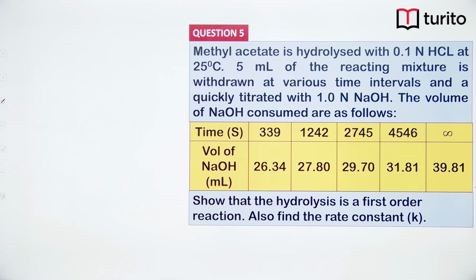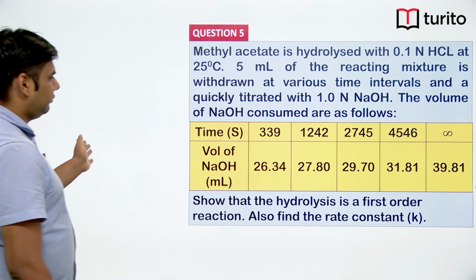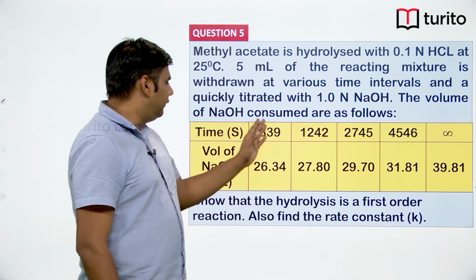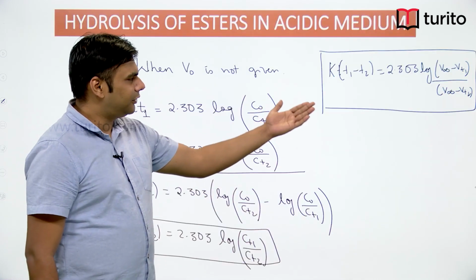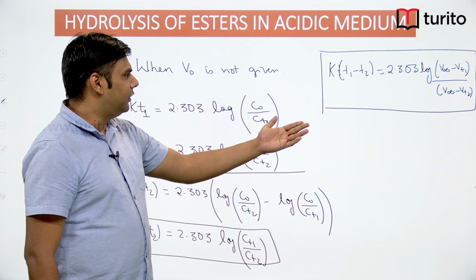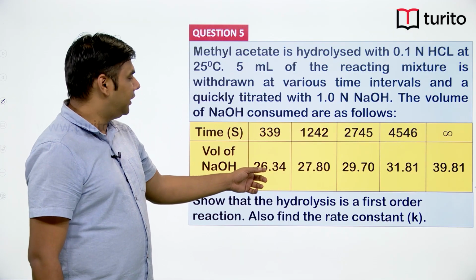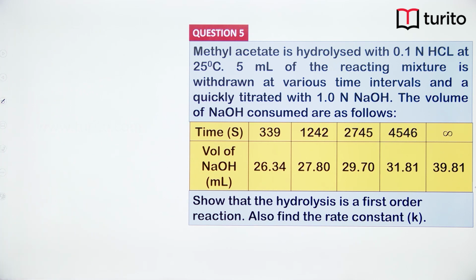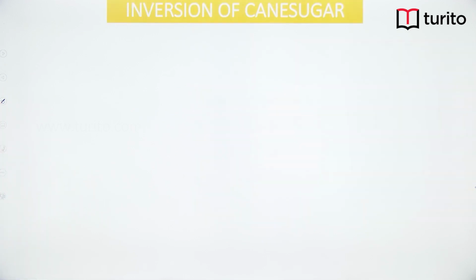Okay. So again I have already discussed this kind of question. So basically you have been given data. We have not been given V naught, we have been given only Vt. So we will just use this expression; we know the value of V infinity, we know the value of Vt. Suppose this is the time T1, this is the time T2, we can calculate. Okay. So I hope this is clear to everyone. So we will calculate the rate constant for different time intervals and we will get it as the same. So we will say that it is a first order reaction.